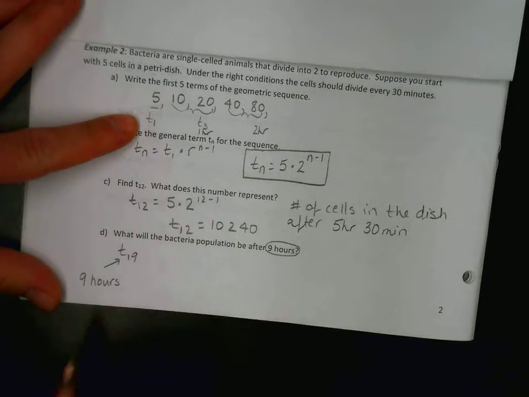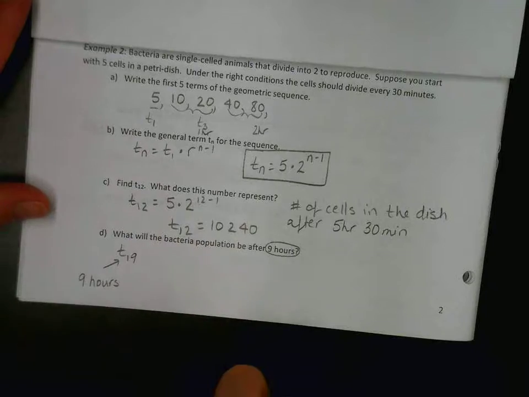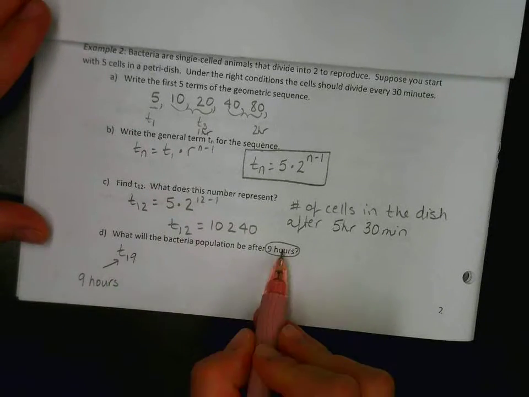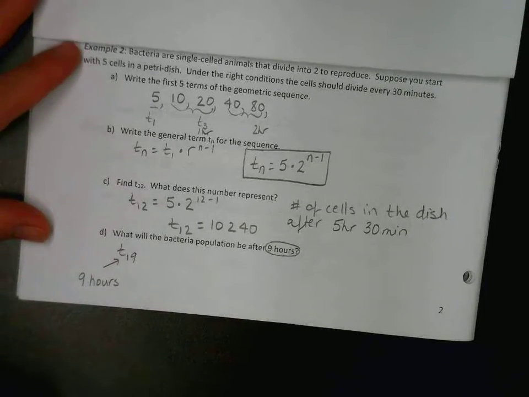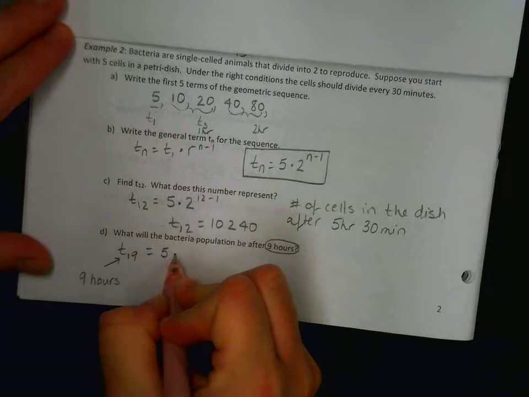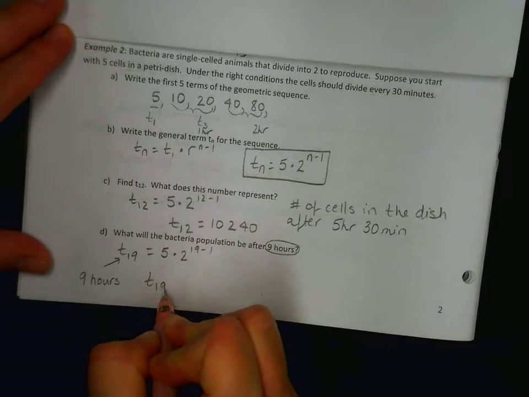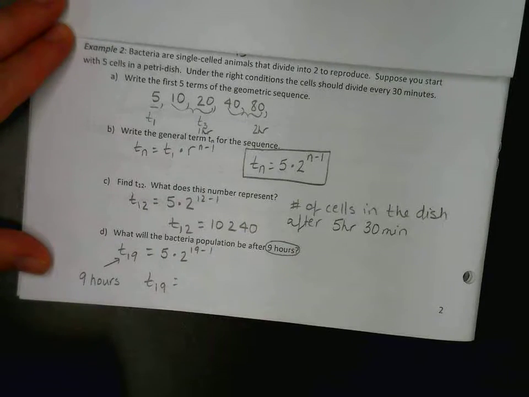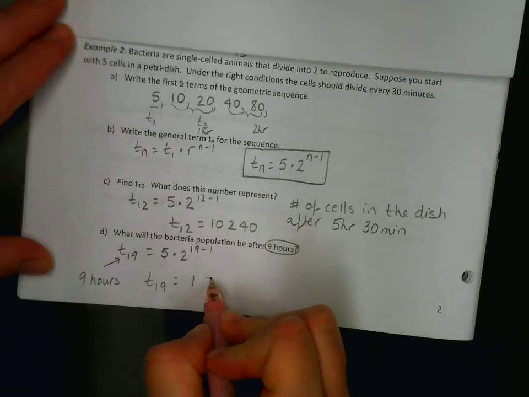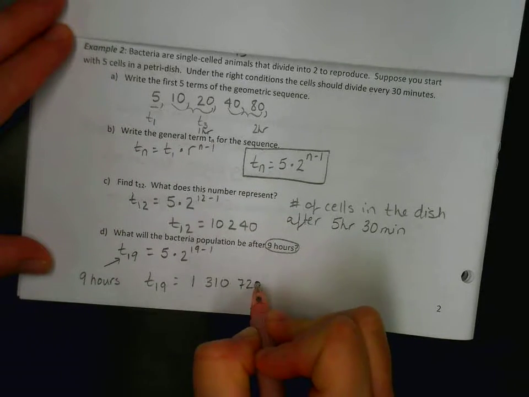So sometimes it's a little bit tricky when you're working with problem solving questions. You really have to think about the question and think about what term number you are looking for to represent what the question is asking. Okay, so here we're looking for T of 19, so we're going to go 5 times 2 to the 19 minus 1. So the 19th term, or 9 hours, gives us a value of 1,310,720 bacteria.